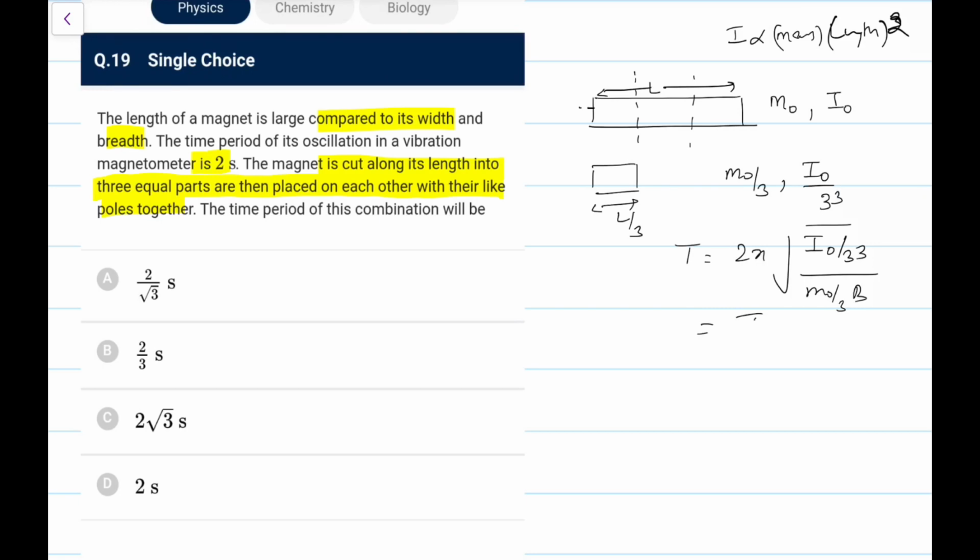So that basically will directly come out as t0 by 3. So the time period becomes 1/3, and if you place one over the other, it doesn't make any difference because the m and I both increase by the same factor. So it will become t by 3, that would be 2 by 3 seconds. So just remember such type of questions.